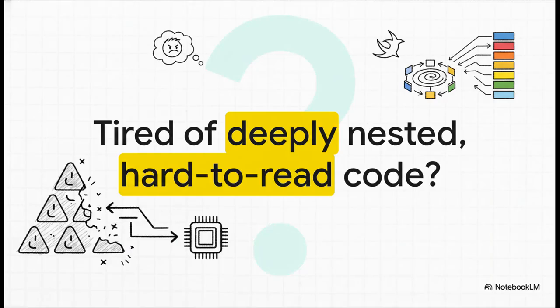So tell me if this scene feels familiar. You're trying to fetch some data, maybe process a file, and your code starts drifting to the right. You get this pyramid of curly braces, this deep, nested mess where every single step depends on the one before it. It's a huge pain, right? For the longest time, that was just how we had to do things.